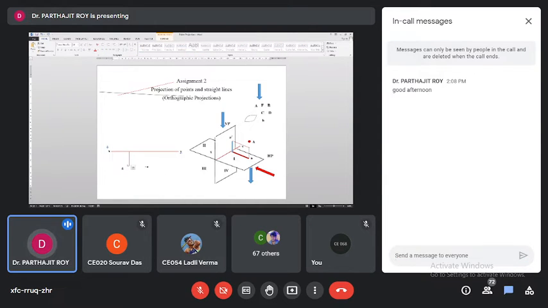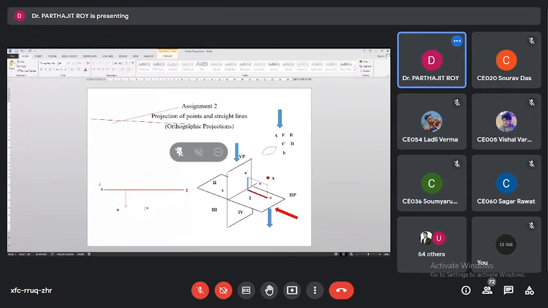Can you see the dot now? Yes, sir. Dot is visible. For the timing, I just enlarge it. Otherwise, it becomes difficult for me also to visualize. Okay.